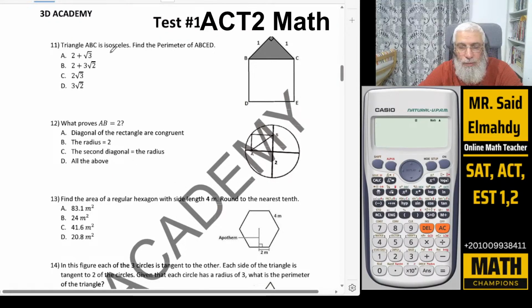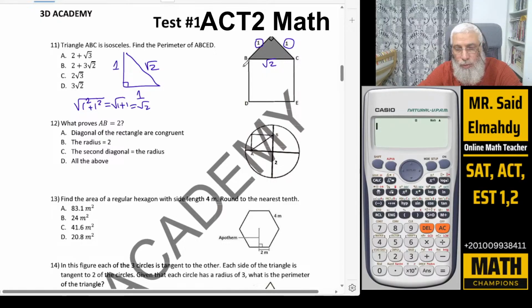Triangle ABC is isosceles. Find the perimeter of ABCDE. So this is 1, and this is 1, and this is an isosceles right triangle. The hypotenuse should be root 2, because if you do 1 and 1, this is a right angle. Square root of 1 squared plus 1 squared, under the root, 1 plus 1. This is square root 2. The hypotenuse is square root 2.